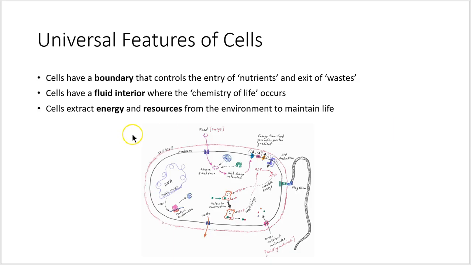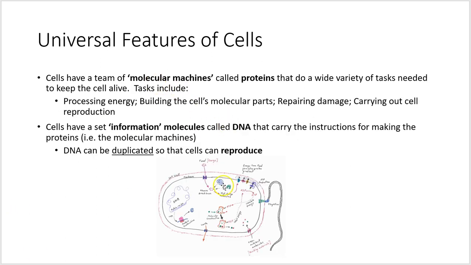So we've seen that all cells have a boundary, the cell membrane. All cells have a fluid interior, the cytoplasm where the chemistry of life occurs. All cells are getting energy and resources from their environment. All cells have protein parts. These are the parts with purposes. These are little molecular machines that are doing different jobs, the chemistry of life. And now we've learned that these protein parts have recipes stored in DNA. So DNA is an information molecule that can be duplicated, and that permits the cell to reproduce.